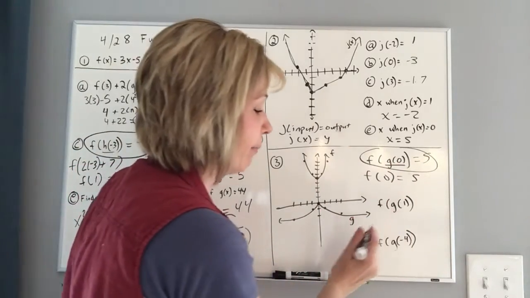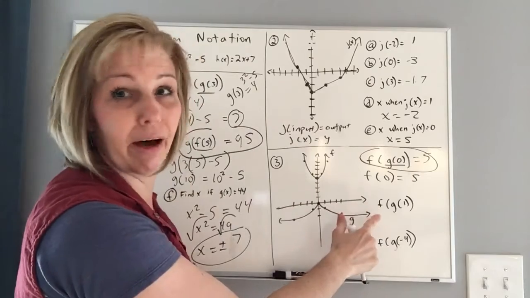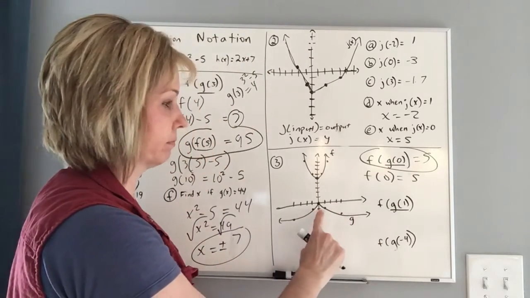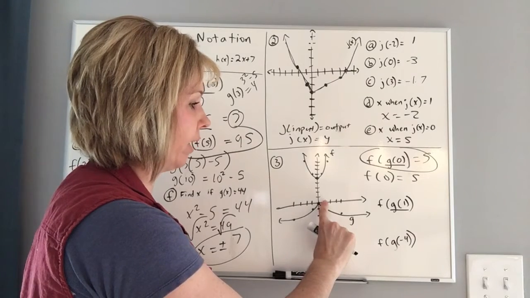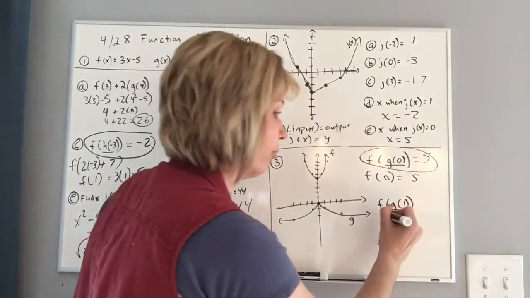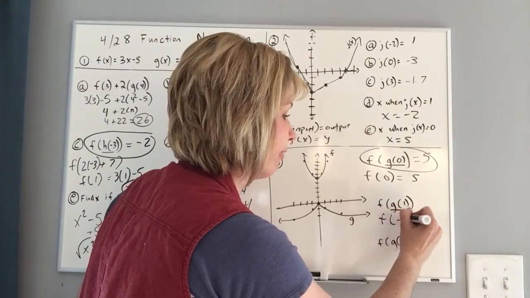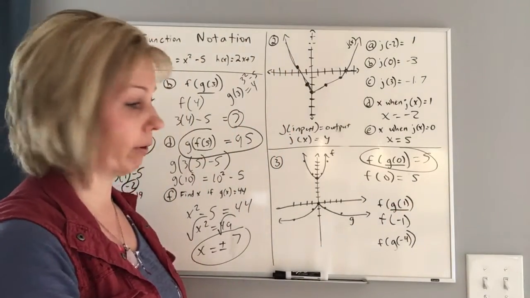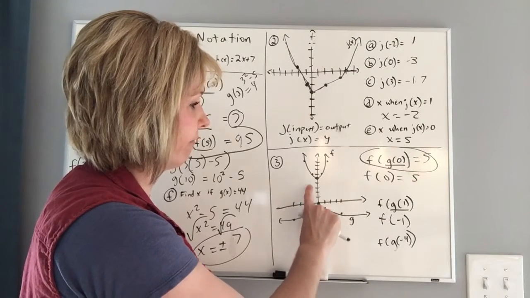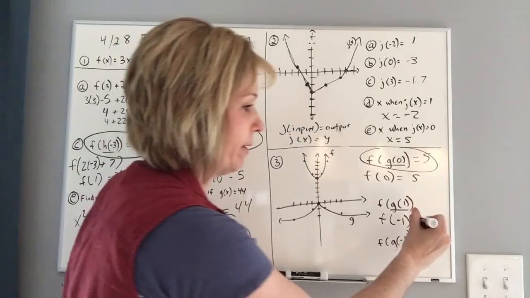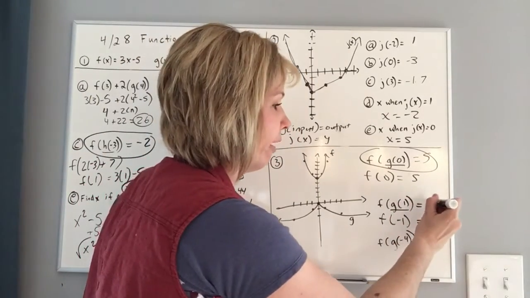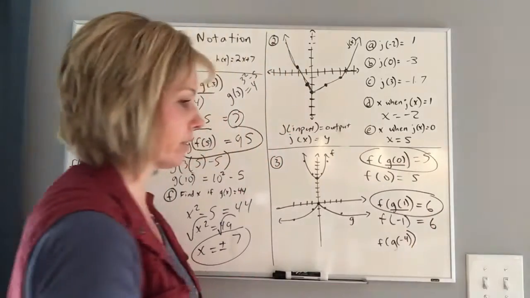So again, I'm going to have you try this one. F of g of 1. So find g of 1. So when your input is 1, what's the output on the g function? Looks like it's at -1. So I want you to find f of -1. So when your input is -1 on the f function, what are you at? I think it should be at 6. So we would say that f of g of 1 should be 6.